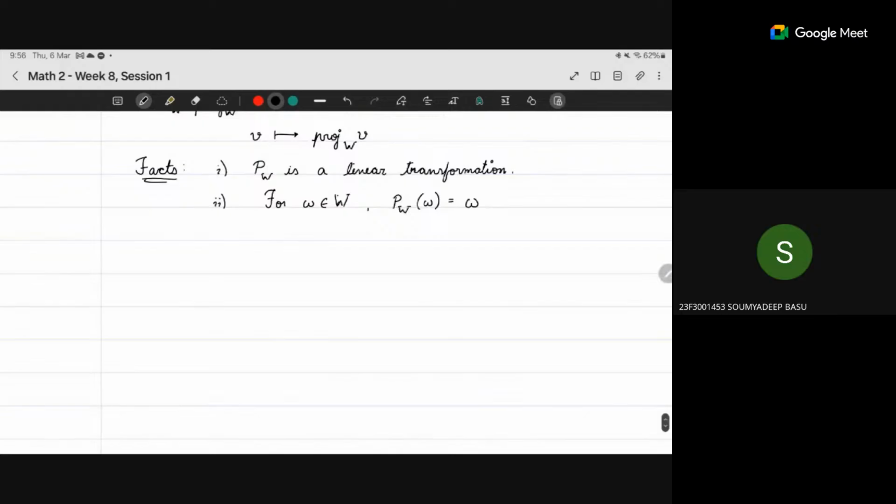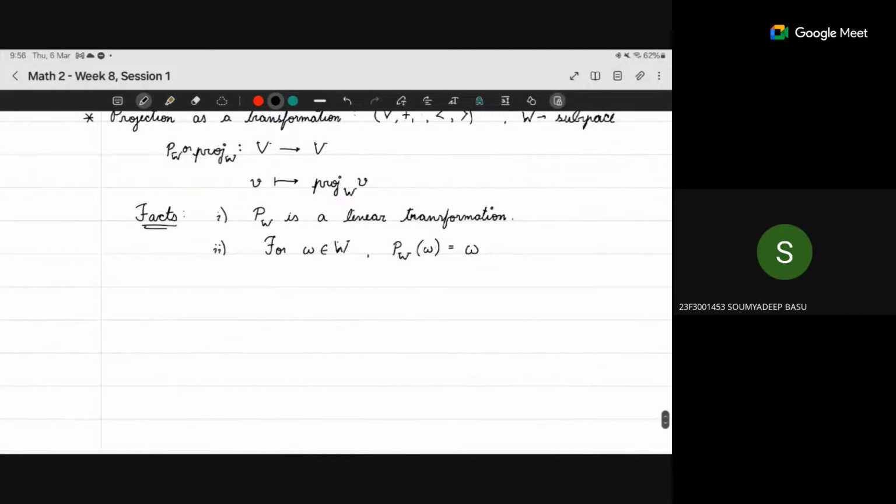If you want a proof, you have to either write it down yourself or refer to some standard book. I'm not going to go into the proof of it. But vectors in the subspace itself go to themselves. So the image contains all of the vectors in W and nothing else, because even vectors not in W are projected onto the subspace. So the image of projection onto W is actually W.